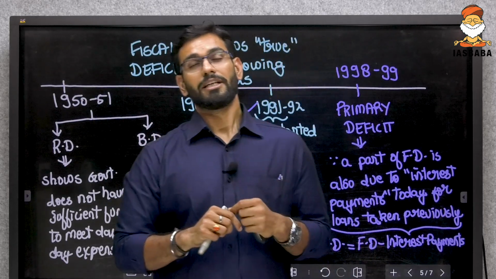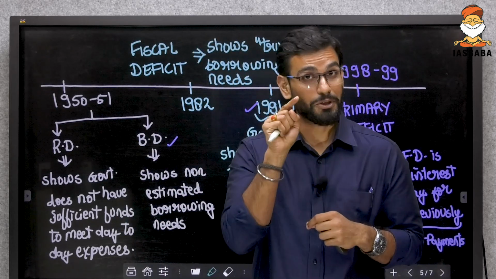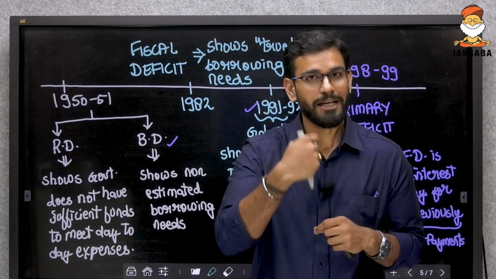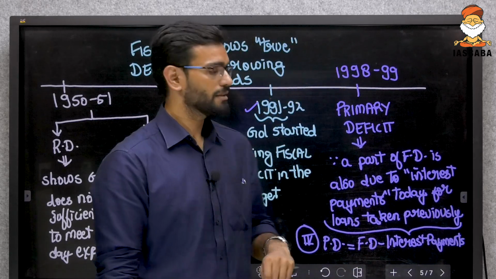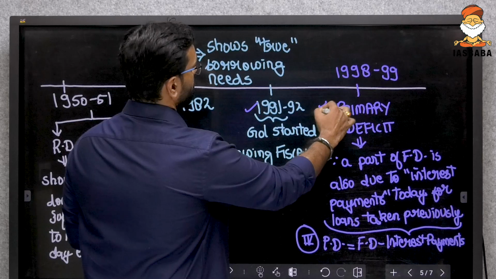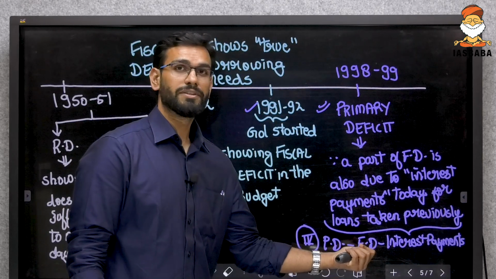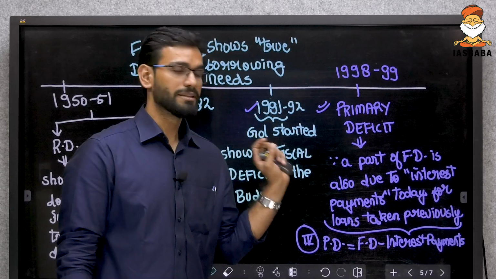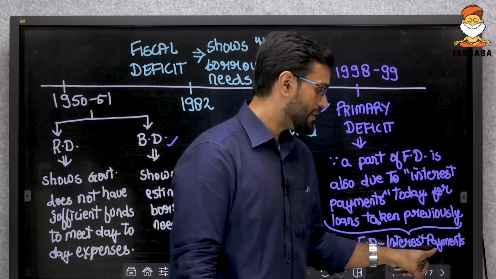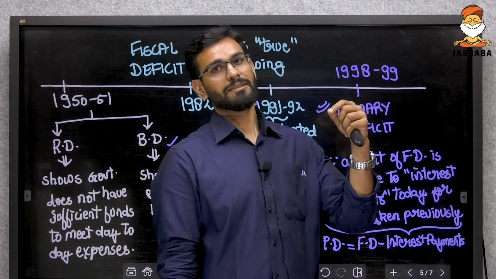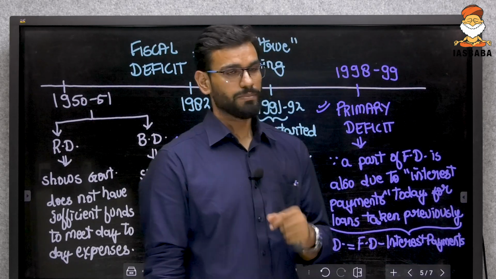Which is why, if you want to judge me primarily on my performance, you need to come up with a different metric which we call primary deficit. And what is primary deficit? From fiscal deficit, exclude my expenses, which is interest payment, because this expense I am incurring is due to the loans taken by the previous government. I hope this is clear till now.